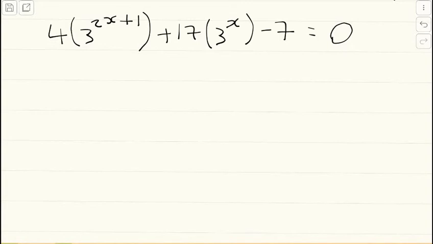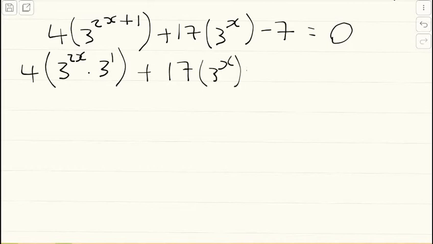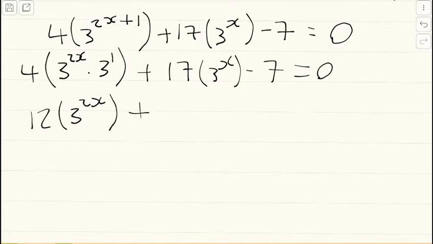So we have this first bit where we have 4 multiplied by 3 to the power of 2x plus 1. Let's first of all rewrite this like this: 3 to the power of 2x multiplied by 3 to the power of 1, and then plus 17 lots of 3 to the power of x minus 7 equals 0. Now, this 3 to the power of 1, we can multiply by the 4 to get 12. So that gives us 12 lots of 3 to the power of 2x plus 17 3 to the power of x minus 7 equals 0.